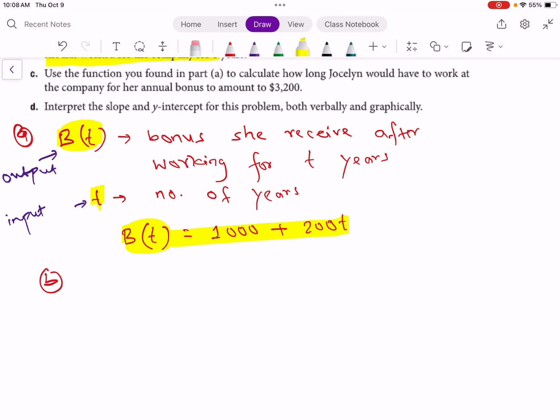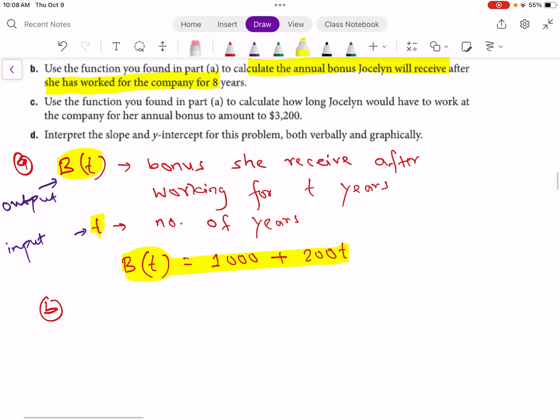Now, if she worked for 8 years, we are asked to find the bonus. Are we asked to find an output or an input in part B? Finding the bonus means finding an output, right? So what do we have as an input? What is our t given to us for part B?